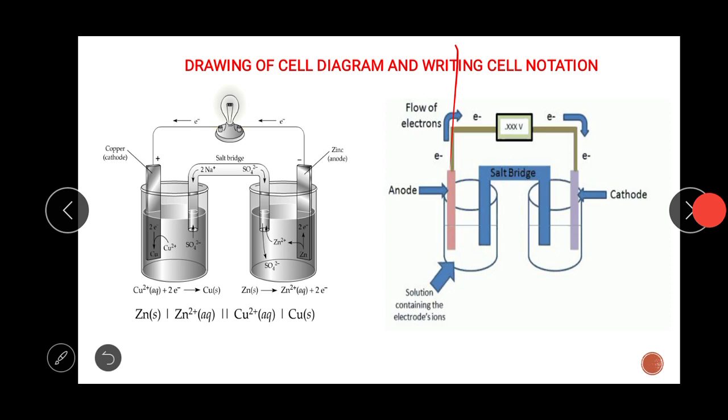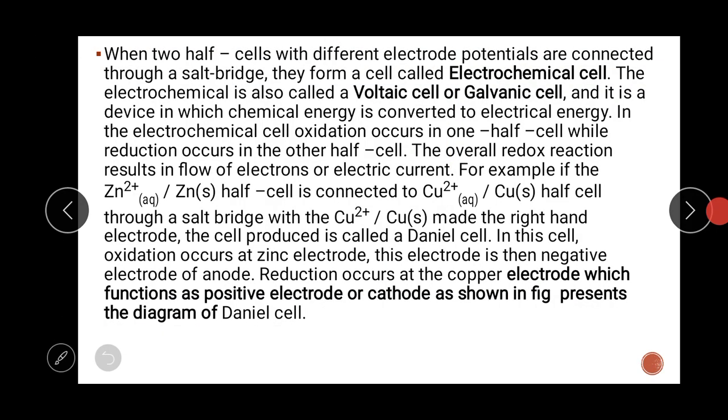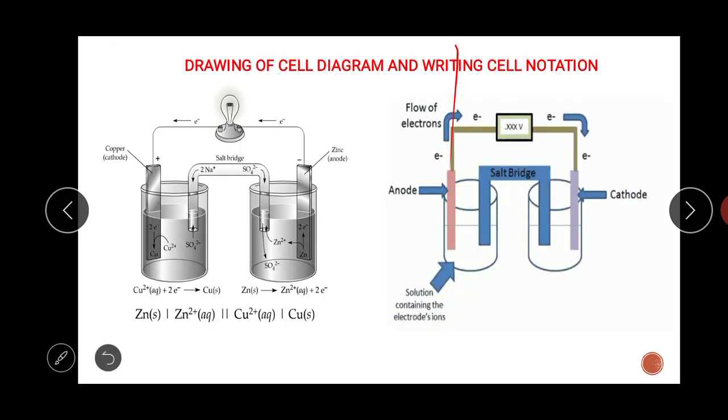Now, let's continue. Let me talk about what happened in this cell, which I just showed you. We have an anode, which is a negative electrode. That means we have two electrodes. We have a cathode, which is a positive electrode, you can see the sign.